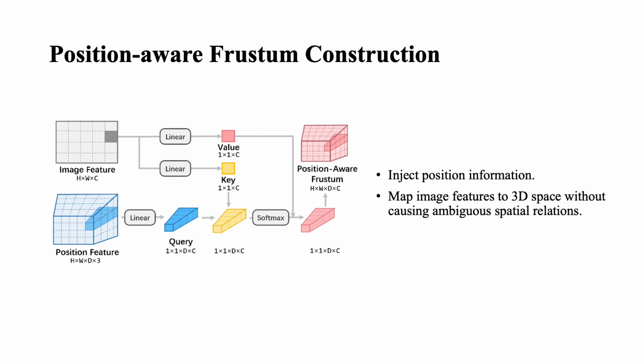Here is our position-aware frustum construction. This process allows us to generate features with position information and map the image features to 3D space without causing ambiguous spatial relations.